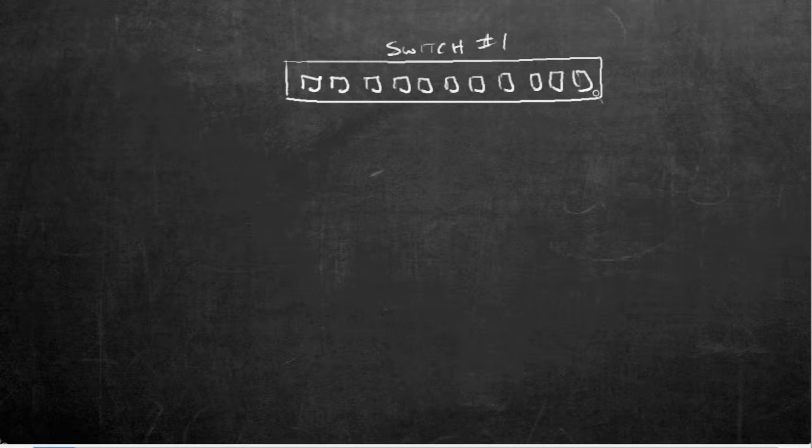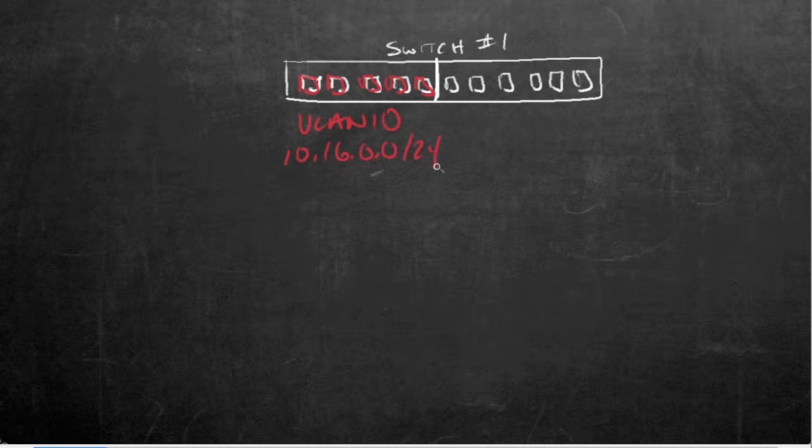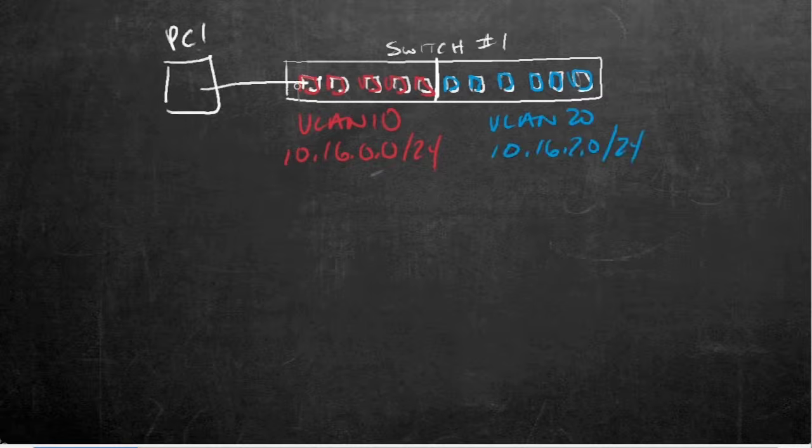If we don't want to put all these ports into one network, we can chop this network up into smaller virtual networks by assigning ports to a specific VLAN. Perhaps these ports on the left we associate with VLAN 10. I'll color those red. There's VLAN 10, and on top of VLAN 10 we have the IP address of 10.16.0.0 with that 24-bit mask. Then for these ports on the right, maybe we associate them as access ports in VLAN 20.